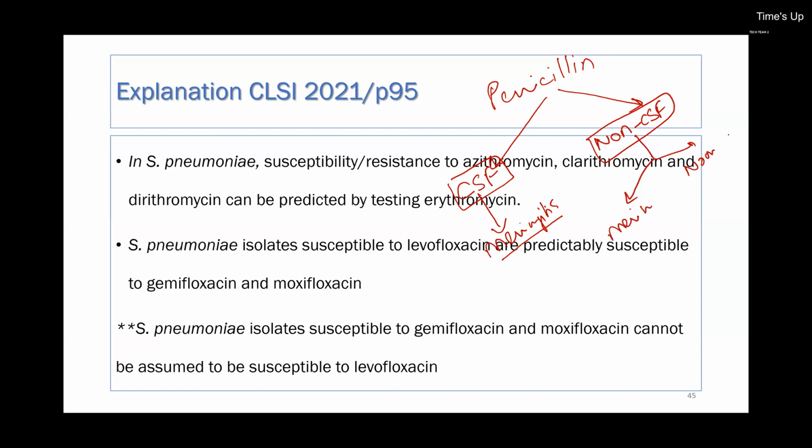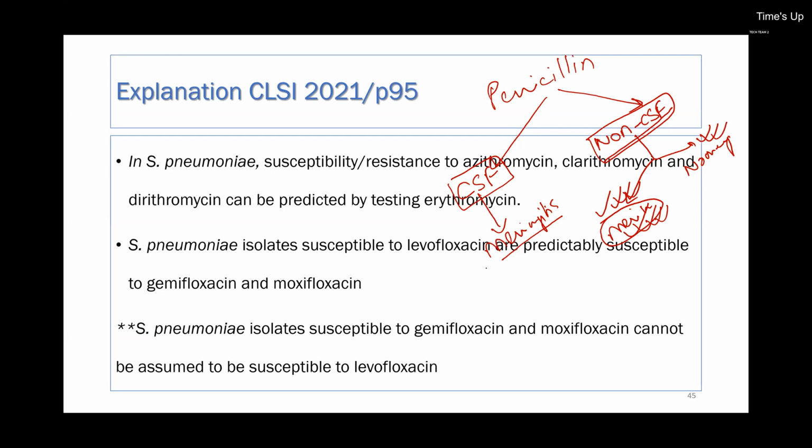What's the need for it? Even if it's a non-CSF isolate, we don't know whether the patient has meningeal involvement. Plus, during the course of illness, it may go into the CSF and may cause meningitis. So the clinician should know what the drug of choice is if it's meningitis, and what the drug of choice is in a non-meningitis scenario.